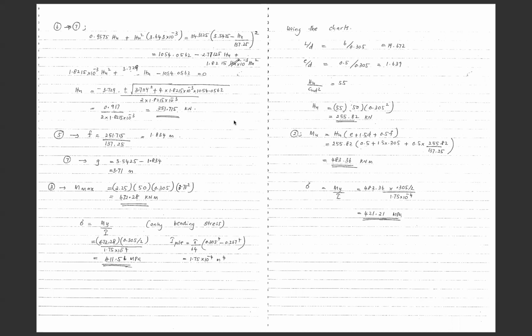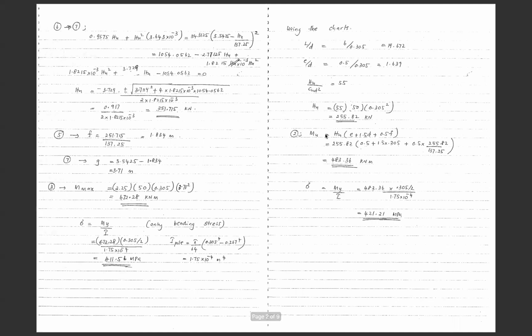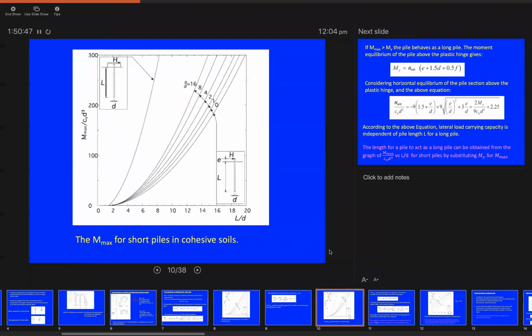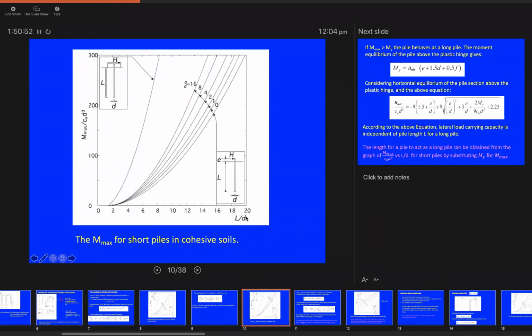You can either use one of these derived formulas to find the value of M maximum, or you can use another chart. The other chart is for M maximum. So you can read the value of L over D, 19.6 as we said before, intersected with the e over D curve, 1.6, and that will give you the value on the y-axis of this term here. Cu and D again are given, so you can solve for M maximum directly.